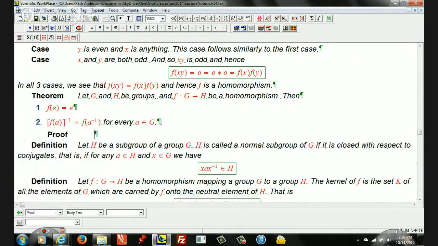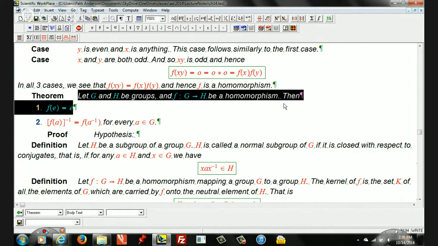So this one was, I believe, proved in the book. I didn't write myself a note whether I was outlining and proving it. This one's proved in the book, so we're outlining the proof for this one. What's the hypothesis? Let G and H be groups and F be a homomorphism.